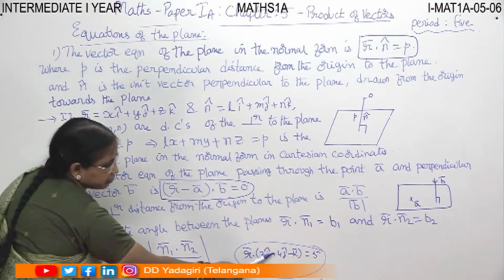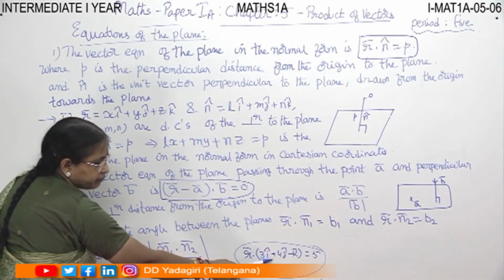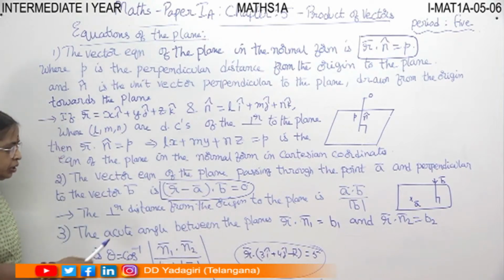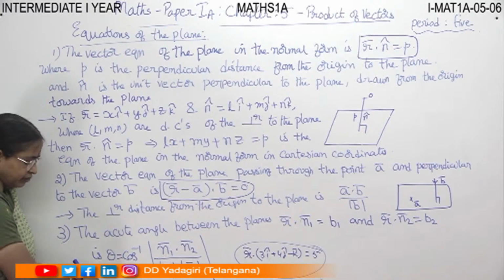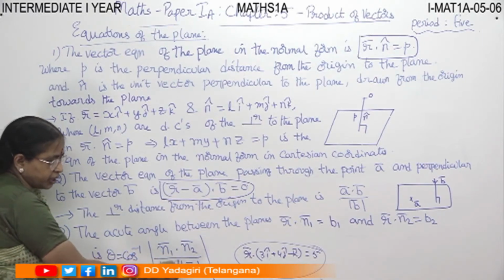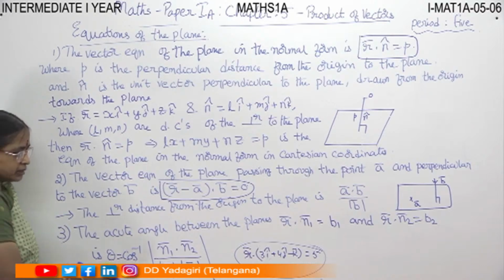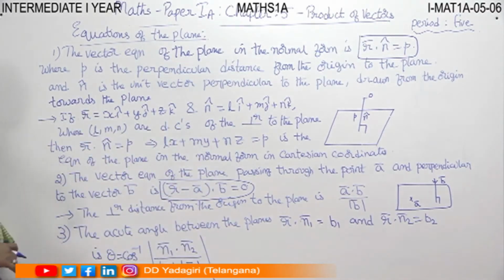Then this vector is your n1, and similarly in the second plane equation, whatever you have in this place will be n2. So the angle between the two planes is given by the formula theta is equal to cos inverse of n1 dot n2 by mod n1 into mod n2. This is how we find the angle between two planes. You can just copy all these points.